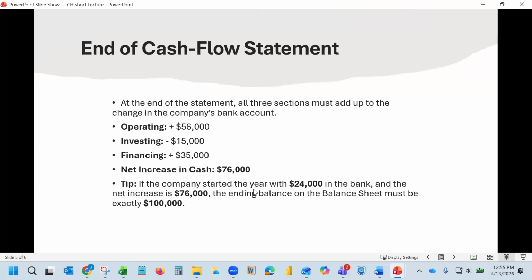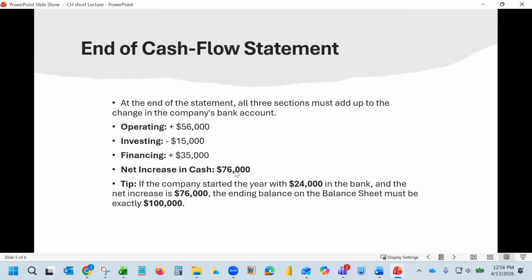At the end of the cash flow, you have to reconcile all those three sections. So in the operating activity, we have a net cash balance of $56,000. And then we have investing net cash balance of minus $15,000. And then in the financing activity, we have a positive net cash balance of $35,000. So when you add all of this up, that is a $76,000 net cash increase based on the cash flow statement. We expect your cash at bank to actually increase by $76,000. So we can verify that.